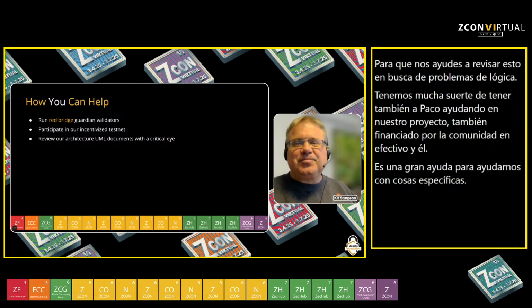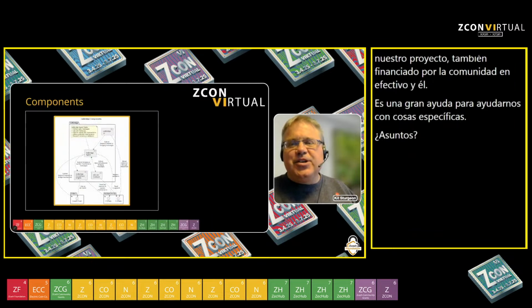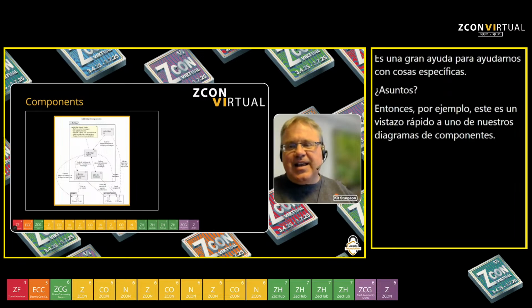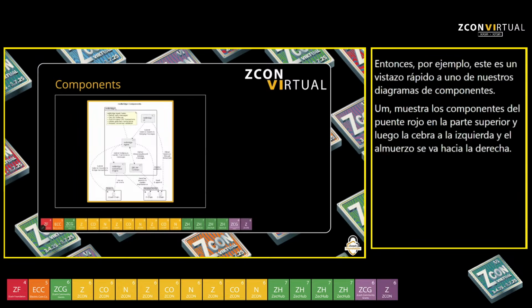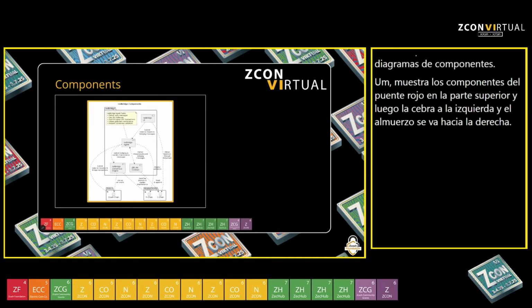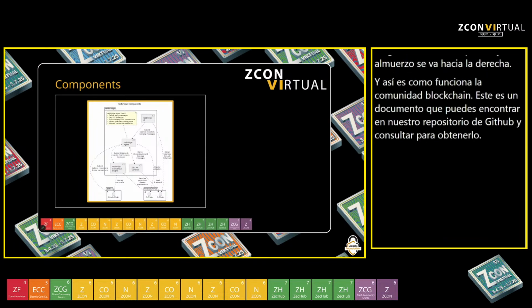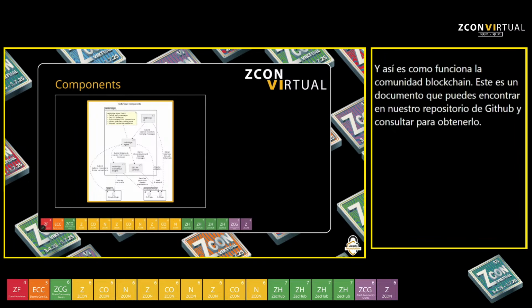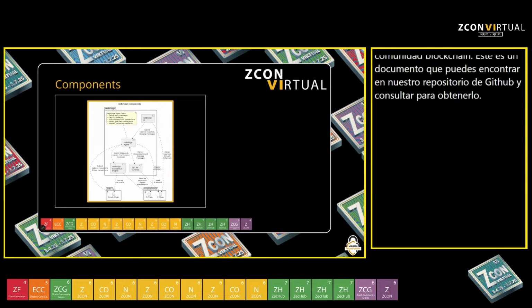So for instance, this is a quick look at one of our component diagrams. This shows the RedBridge components on top, and then Zebra off to the left, and Avalanche Go off to the right. And this is sort of how the blockchains communicate. This is a document you can find in our GitHub repo and look at to get an overview of how the heck this thing works. And hopefully it's clear. And if it's not, we'd like to know, because the whole point of UML diagrams is to communicate architecture.